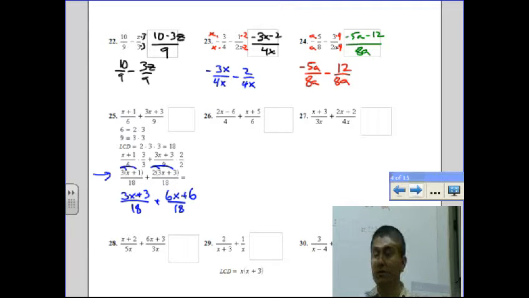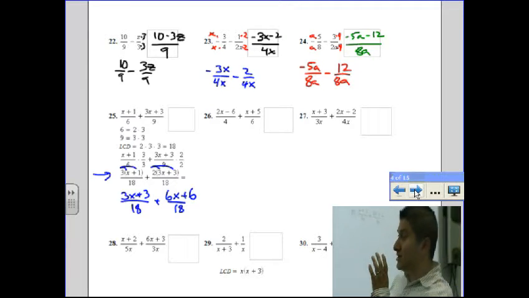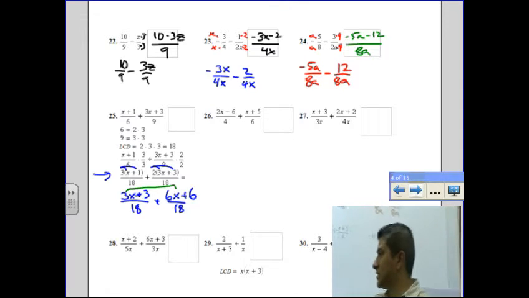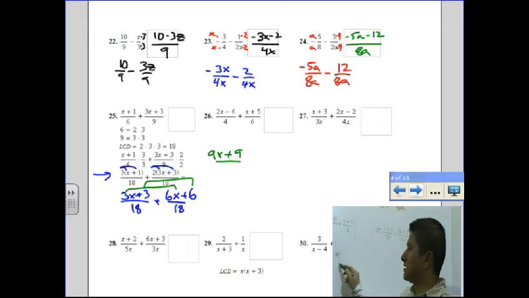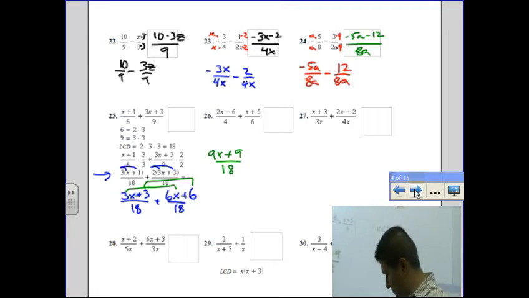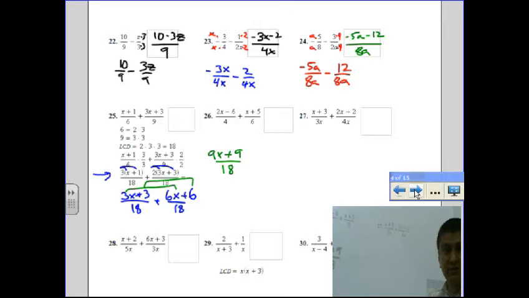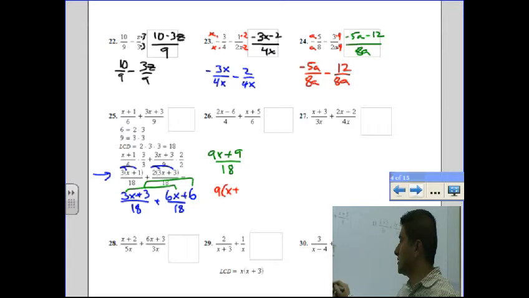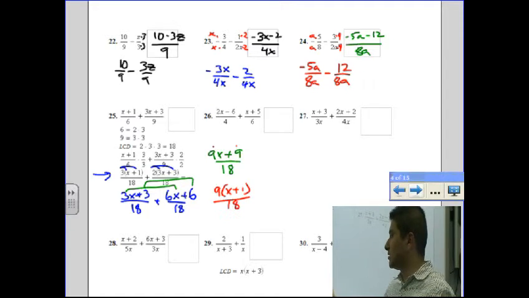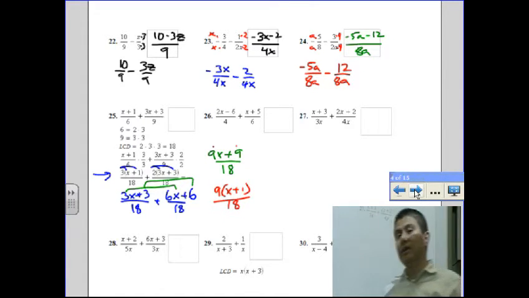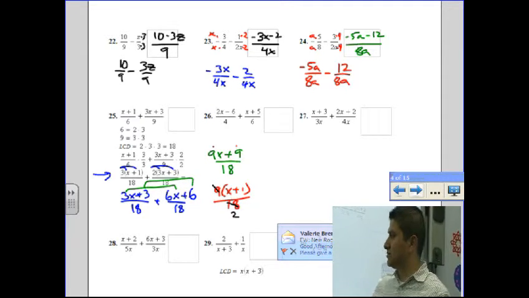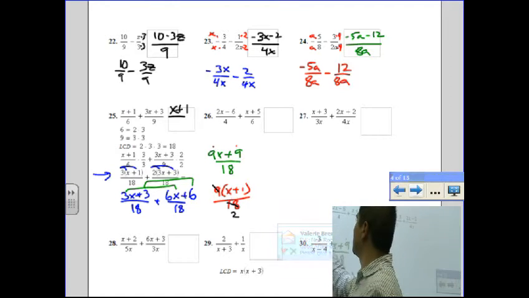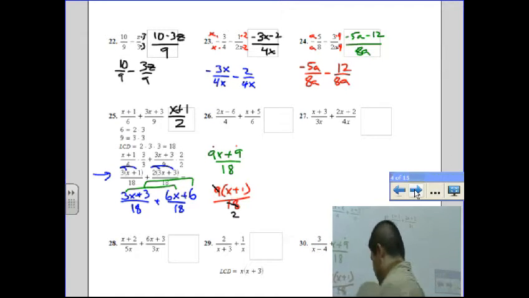What can I do with this? Well, I can combine the numerators, the 3x and the 6x, and make 9x. Combine the 3 and the 6 to get 9 over 18. After you combine like terms, go ahead and factor out a 9. So I take out a 9, x plus 1. From here I took out a 9 and took out a 9 there. Divide out a 9. 18 is on the bottom, and then here I just reduce. The 9 and the 18 can cancel off. That guy becomes a 2, and here's my answer. X plus 1 over 2.